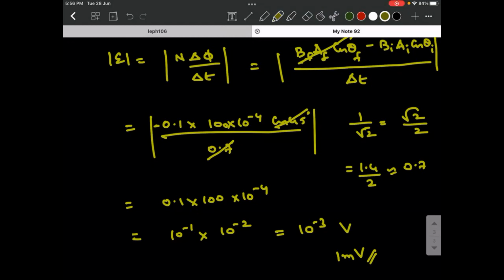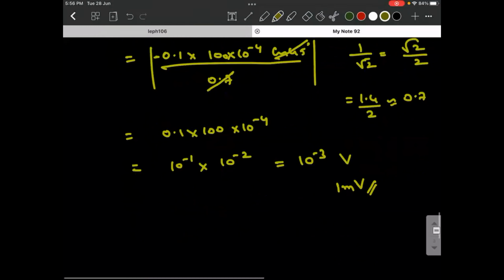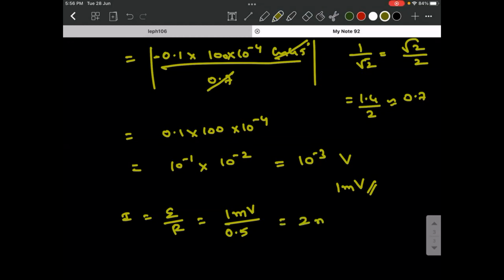Will you be able to calculate the current for this? So what is the value of current? I is equal to E divided by R. That is 1 millivolt divided by, what is the resistance? 0.5. 0.5 is 1 by 2. So this will be equal to 2 milliampere. I hope it's clear. This is all about Faraday's law of electromagnetic induction.